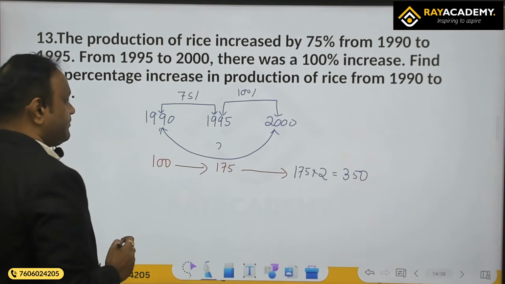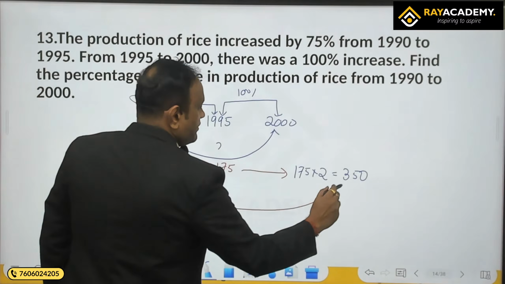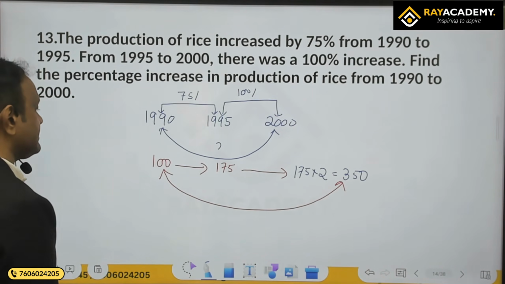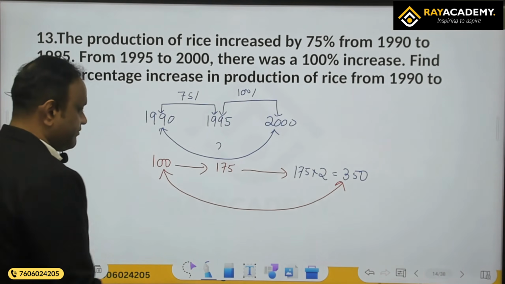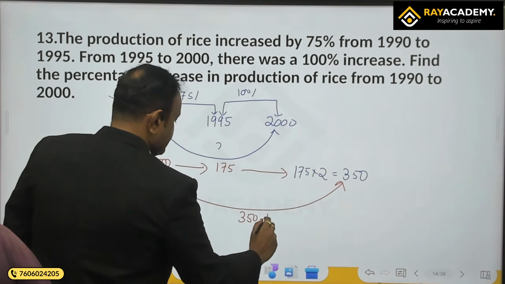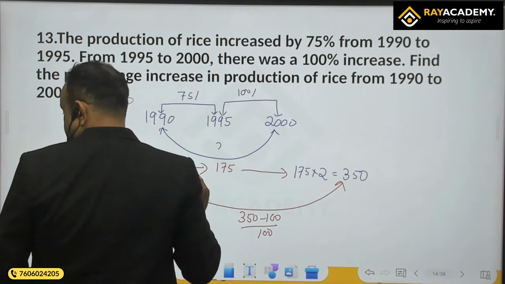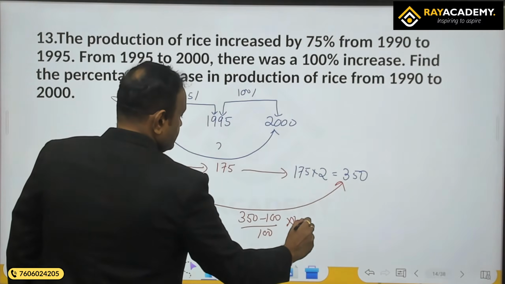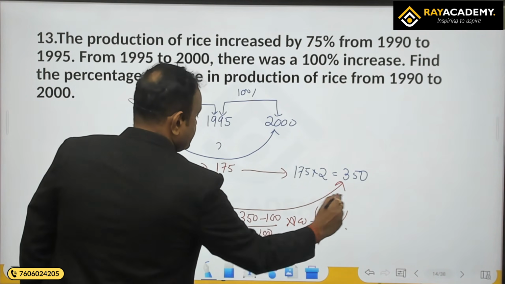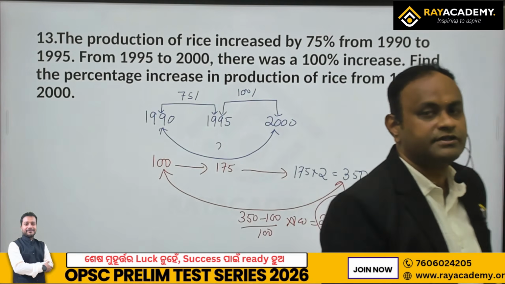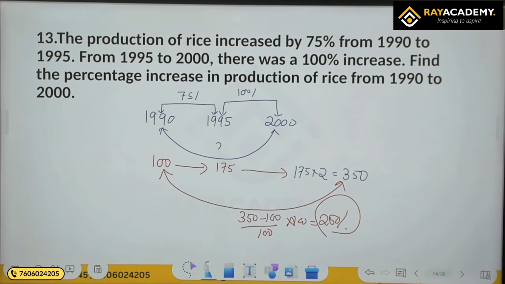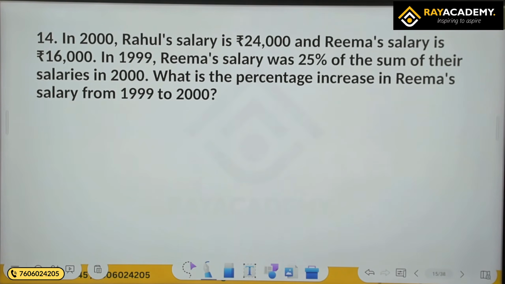Okay, now I am comparing 1990 to 2000. So 100 to 350, how much is the percentage increase? That will be 350 minus 100 divided by 100 multiplied with 100. So it is 250% increase from 1990 to 2000. So for this kind of question, if you take some reference price 100, then it becomes very easy to solve. Any issue? No, you can continue. This is 13. Let's go to the next question.